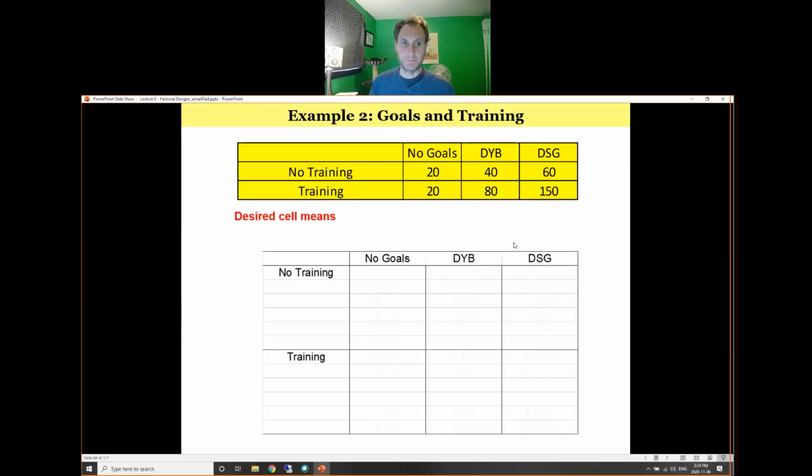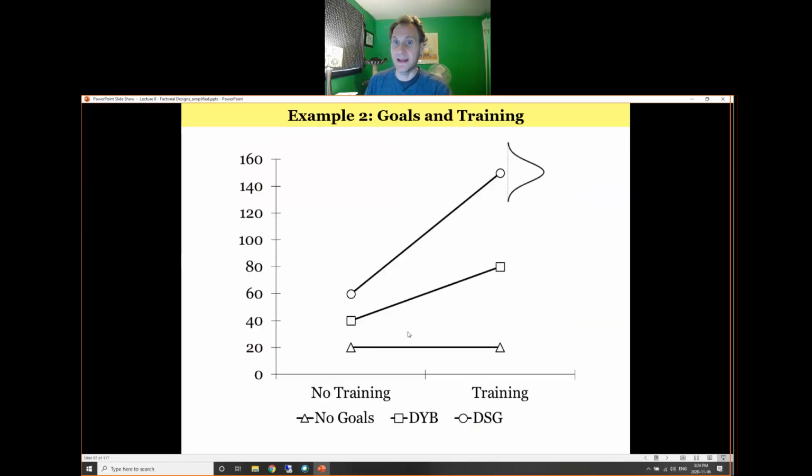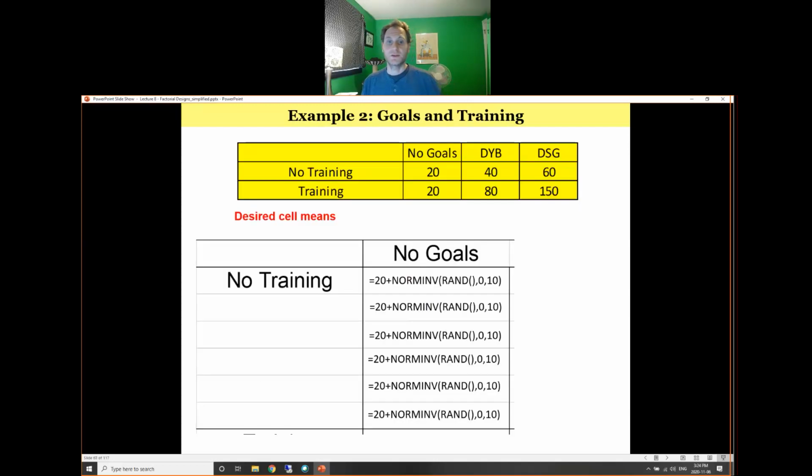But recall that I have 6 people in each cell. I had N equals 36 total people in my experiment, so in 6 cells, I had 6 people per cell. And I want there to be variability around each of these means. I don't want everyone just to get the same score within a cell. Instead, there would be variability. So to do that, I used Excel to generate data that will have variability around those means.